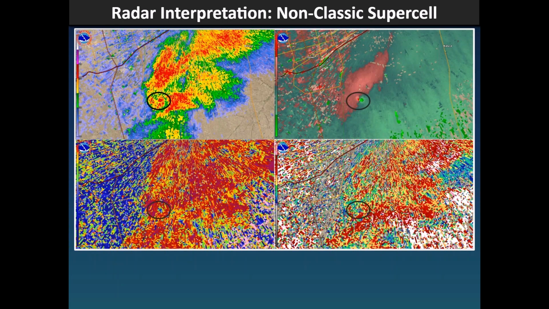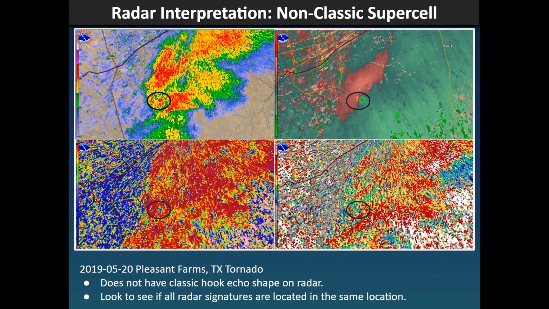So what you'll see is, towards the center of this image, there is some higher reflectivity in the reds. There's also this little area of strong velocity, the bright reds and greens immediately touching each other. And there's also a little ball of blue in the correlation coefficient in the bottom left, showing potential tornado debris, and they're all located in the same spot. And that is actually a tornado we had near here a few years back as well, near Pleasant Farms.